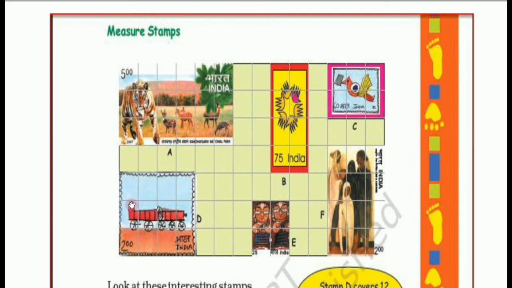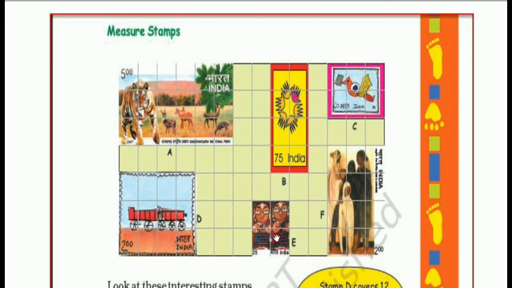Now area of stamp D is 1, 2, 3, 4. 4 is the length and 3 is the breadth. So 4 into 3 is equal to 12 square centimeter is the area of stamp D.